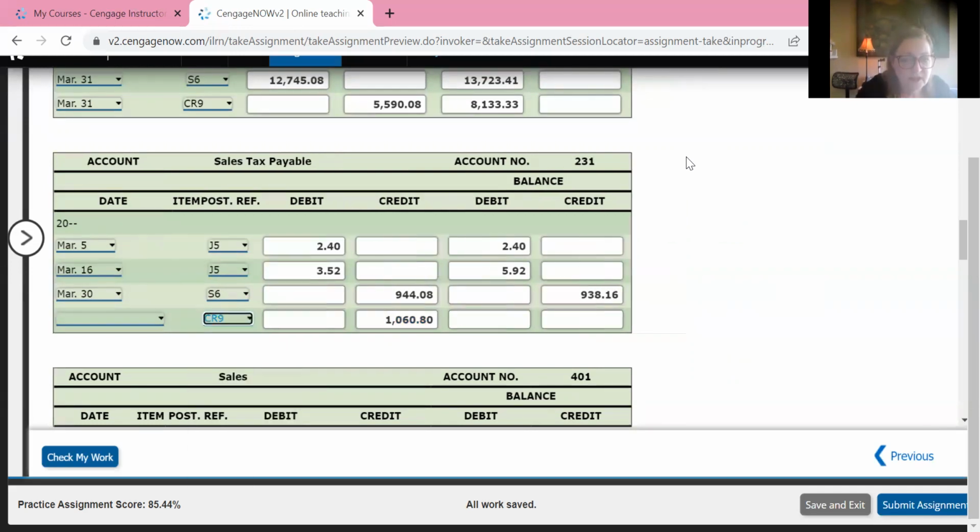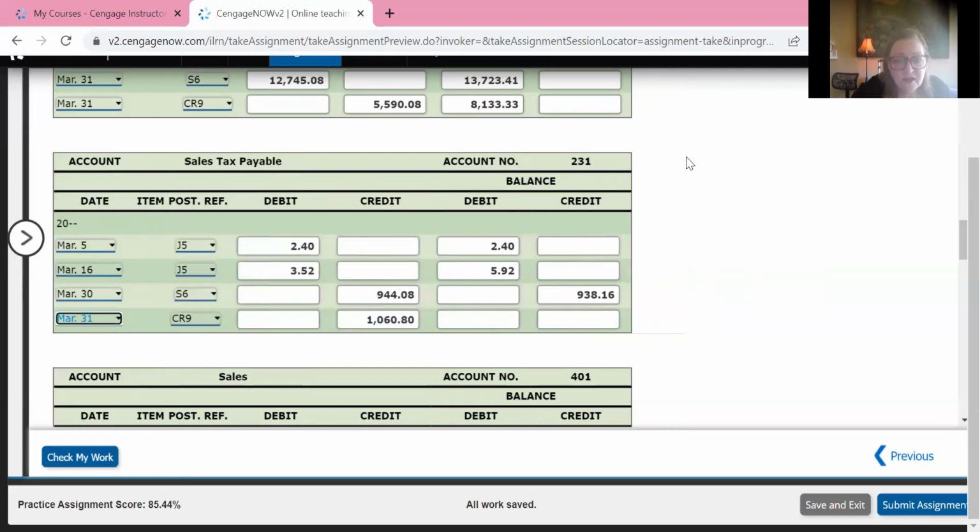This is coming from the cash receipts again, on the last day of the month again. We've got a credit balance of 938.16, and we're posting another credit to it. So no netting, just add them together.